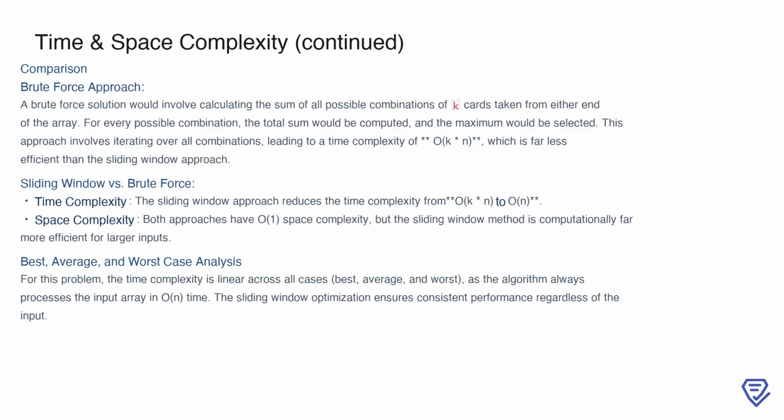Both approaches use O(1) space since no additional data structures are needed, but the sliding window method is computationally far superior, especially for large inputs. Additionally, the performance of the sliding window approach is consistent across best, average, and worst cases, as the algorithm always processes the array in linear time. This makes it highly reliable for any input size or configuration.